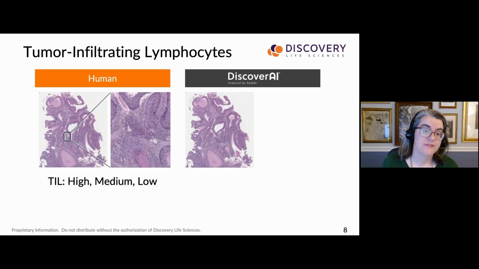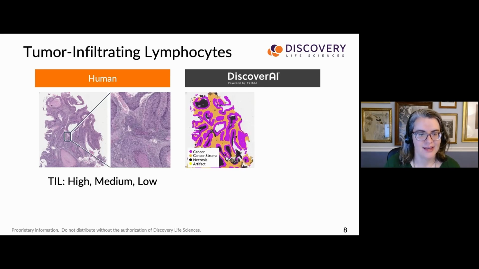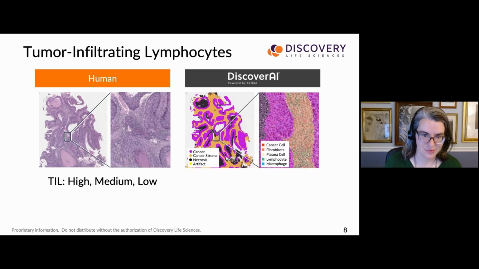And now for AI, we've switched tools in our toolbox. Last time we were talking about Tumor Detect. Now we're talking about an AI called Discover AI that was co-developed with Discovery Life Sciences and our partner Path AI. And like Tumor Detect, Discover AI breaks the image into areas. Where is the cancer epithelium in pink, the cancer stroma in orange? Then, like the human, the AI can zoom in, identify every cell in the image, and classify it. Is it a cancer cell, a fibroblast, a plasma cell, a lymphocyte, a macrophage? Since we're talking about tumor infiltrating lymphocytes, it's really those lymphocytes right in the tumor area.